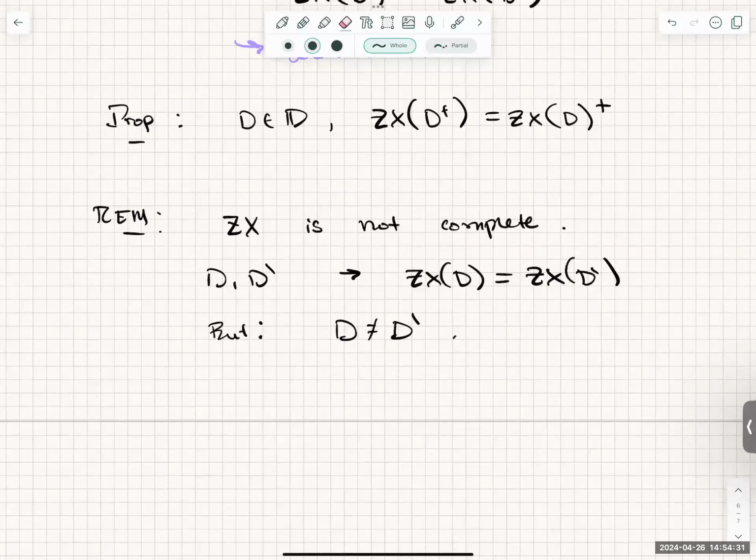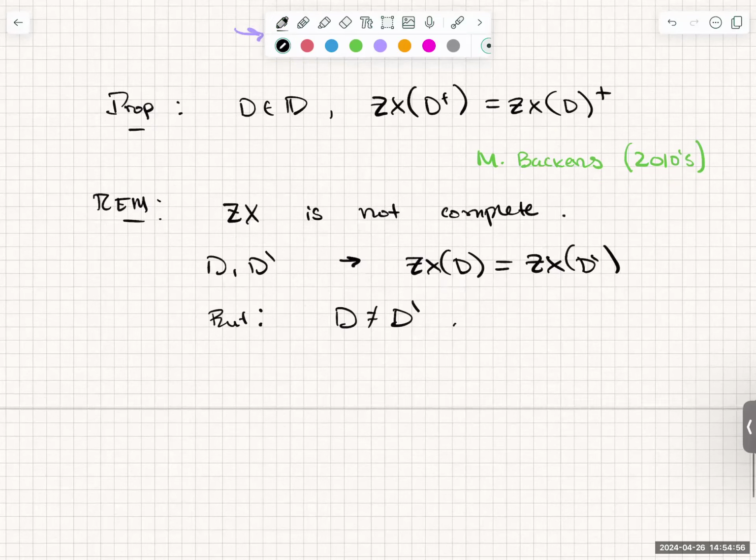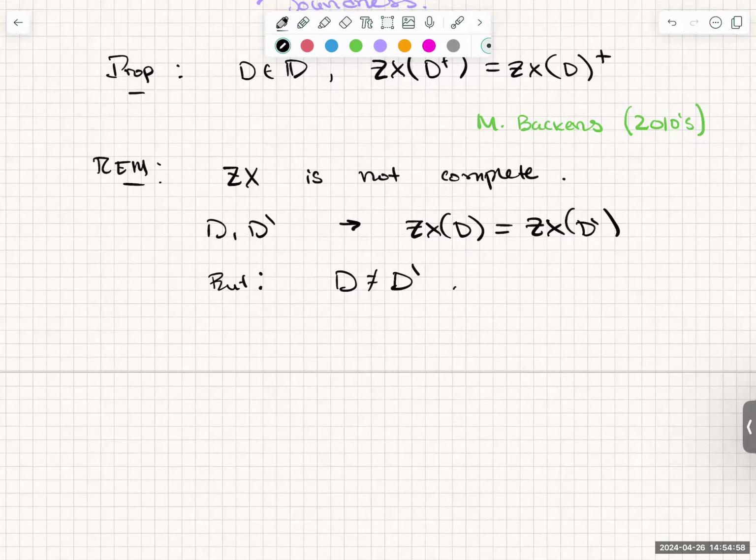If I remember correctly, this is a paper by, let me put it in. I want to say that maybe it's a sequence of papers from the mid 2010s about the completeness of ZX. So for the interested reader, they can take a look at those. I myself haven't looked into them too deeply, but maybe after this week I can.